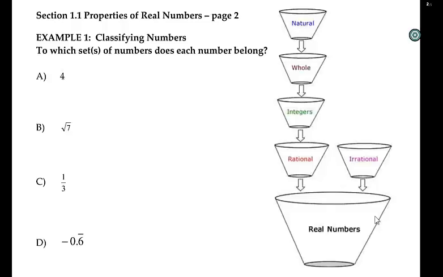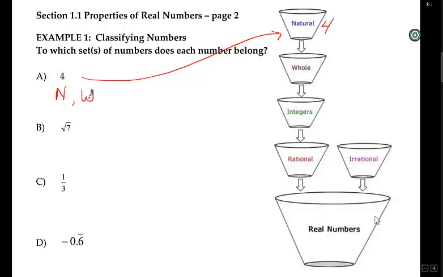So the number 4 falls in this category up here. Because it's a natural number, we can say it's natural, it's a whole, it's an integer, it's a rational, and it's also a real number. The number square root of 7 falls over here in the irrational bucket. So that's going to be irrational and real, but no other sets.